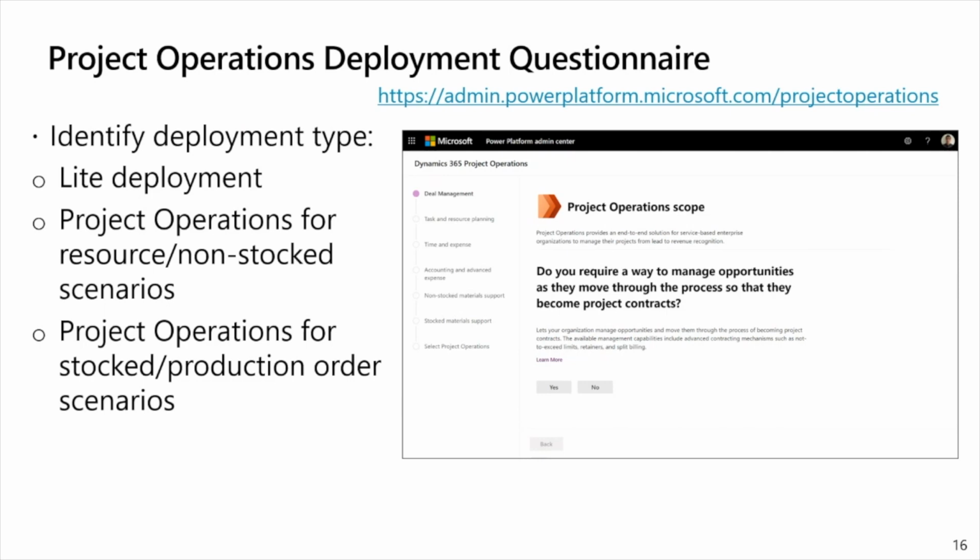Project operations supports stock production order scenarios and non-stock resource-based scenarios on the same environment through legal entity level configuration. For example, Contoso can use the stocked production order capabilities in their US manufacturing facility. And another Contoso legal entity, Contoso Robotics, for example, can use the non-stock or resource-based capabilities in their legal entity.